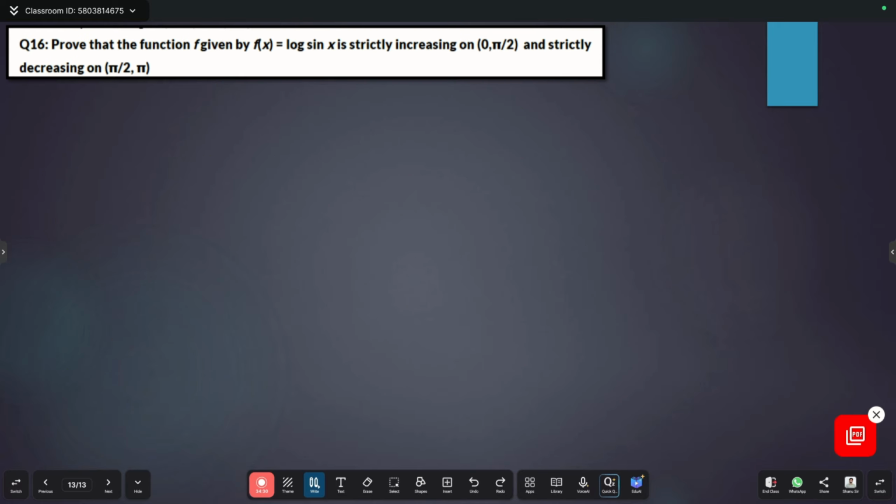Number 16. Prove that the function f given by log sin x is strictly increasing on 0 to pi by 2, meaning f dash greater than 0, and strictly decreasing on pi by 2 comma pi, meaning f dash less than 0. So first the derivative, after that we will check the sign of f dash in the intervals.